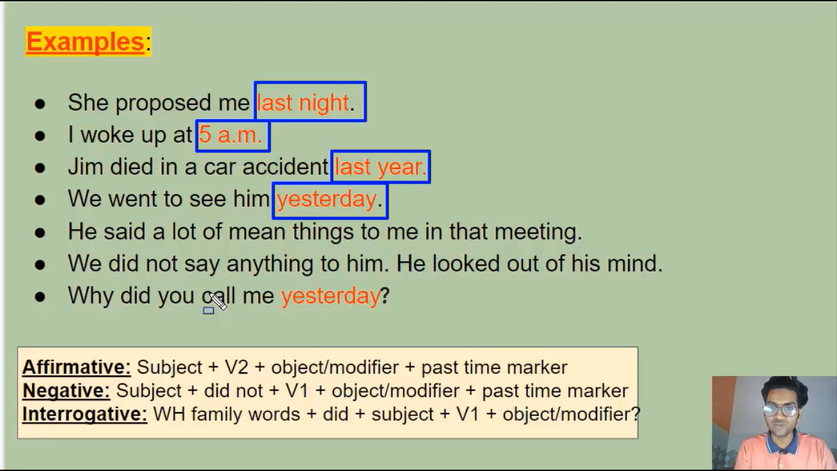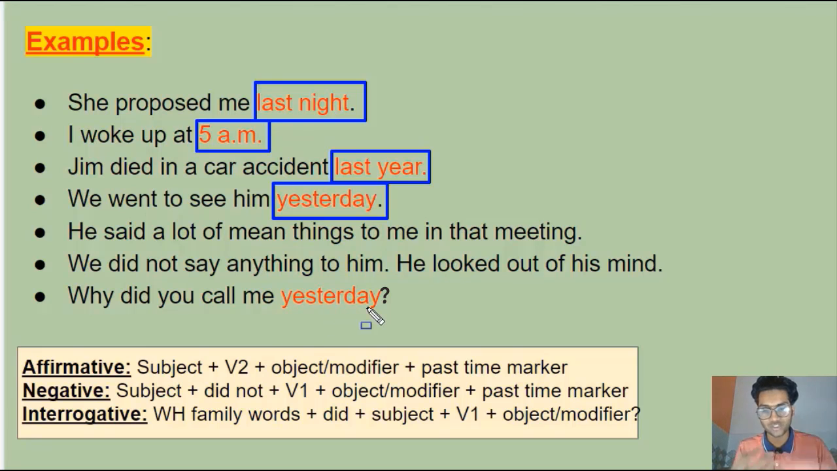Okay, why did you call me yesterday? I'm asking about something that happened in the past. I got a call in the past at a particular time, which is yesterday. Not a very specific time, but yeah, a particular time. Why did you call me yesterday? I'm asking about the reason why it happened, right?